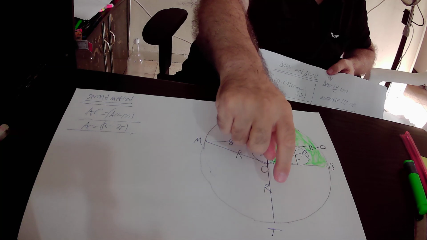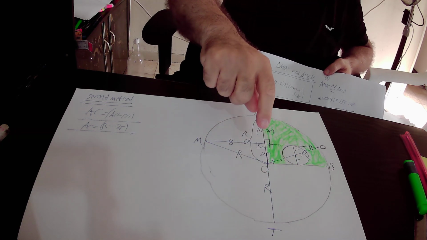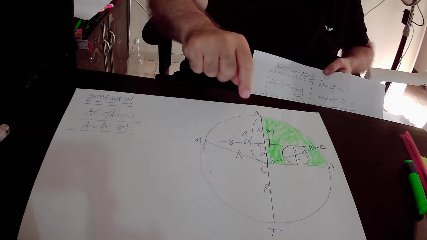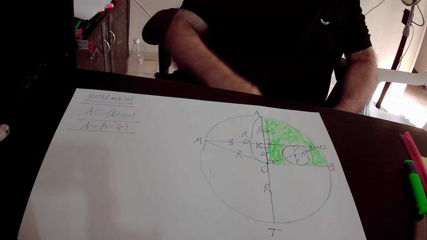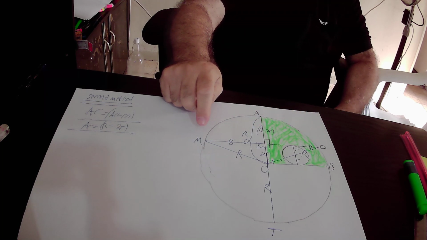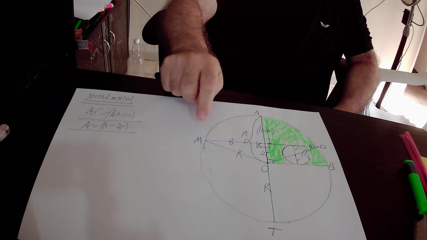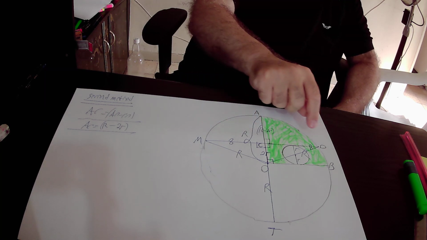Point T is a point of the big circle itself, therefore OT is the radius of the big circle that is equal to capital R. Then we extended the straight line DC by a straight line until it touches the circle at point M. When you extend a straight line by a straight line, the result is a straight line. So MD is a straight line.